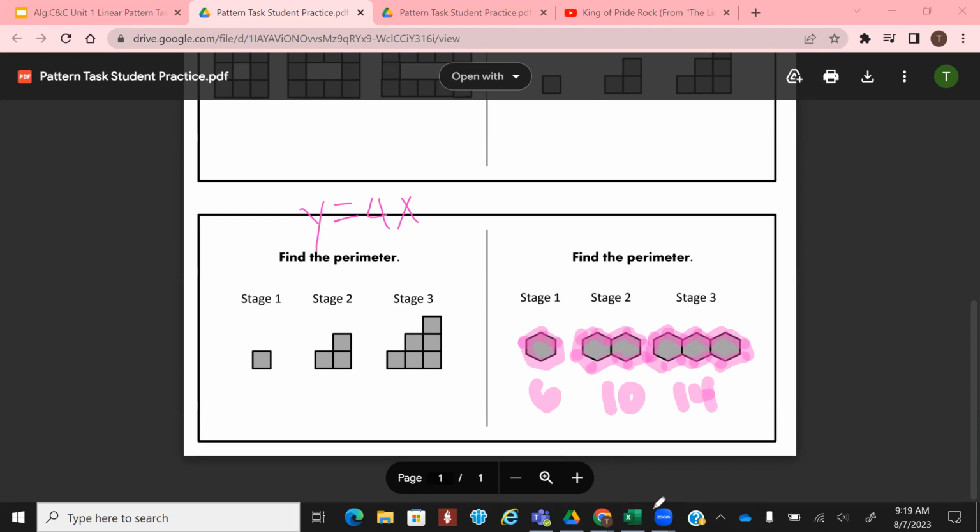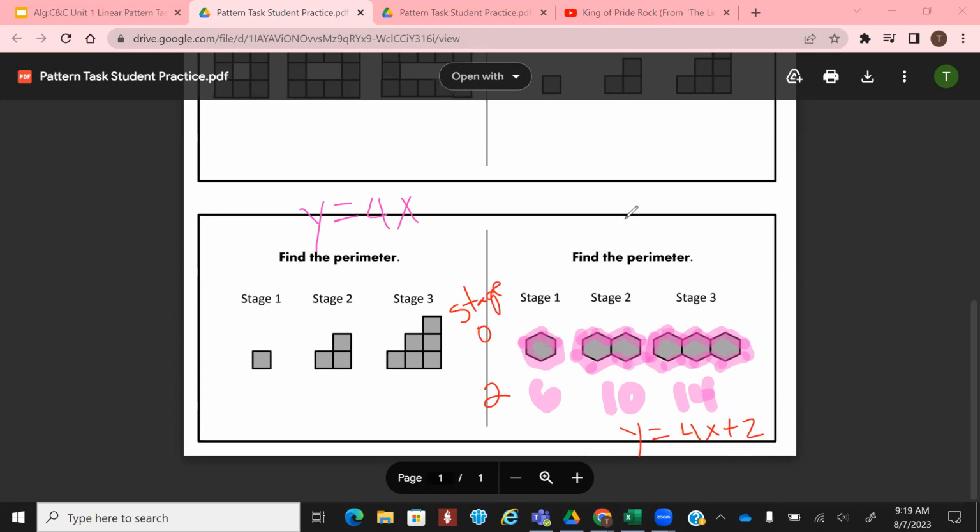Why did I not count the ones in the middle? Really quick. Why didn't I count this guy or this guy? It asked for the perimeter, so that's the outside, right? So some people put like 16 for this. You got to be careful. All right. So what are they going up by each time now? Four. So what would be stage zero? It would be two. Okay. So our equation would be y equals 4x plus 2.